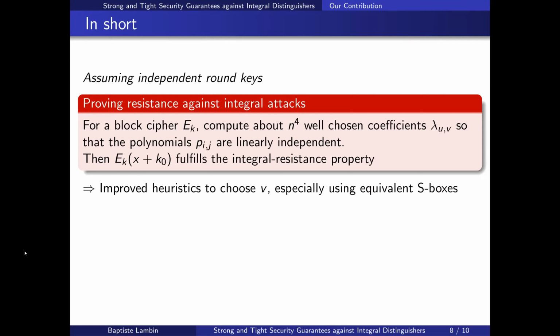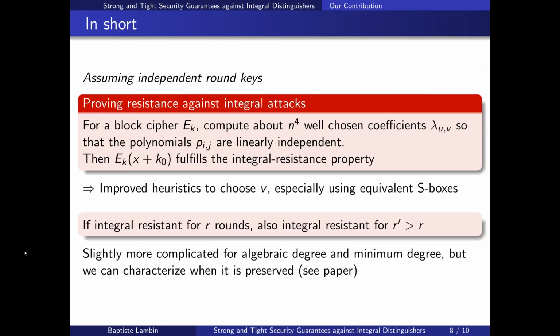So we had to improve a bit the computational side by improving the heuristics we used. And we also show that if it's integral resistant on a given number of rounds, it's also resistant for any higher number of rounds. It's not true in general for algebraic degree and minimum degree, but in the paper we showed when this is actually the case.